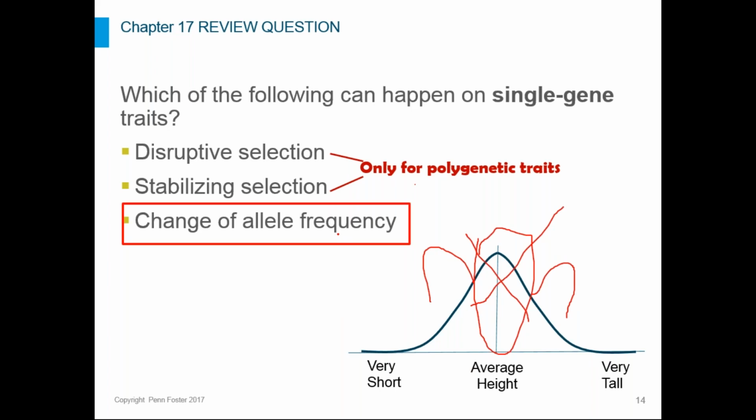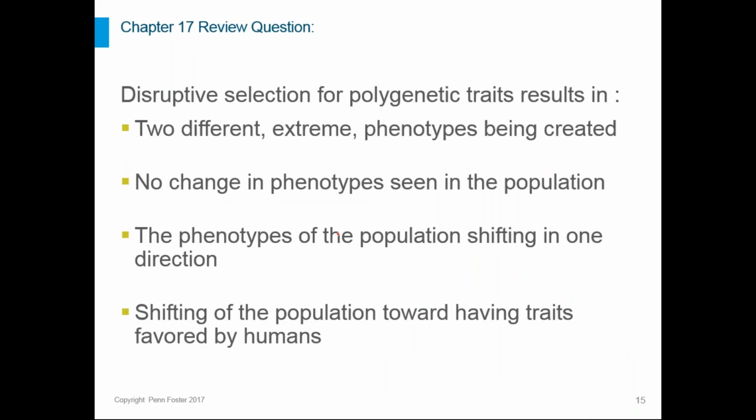So that leaves change of allele frequency. That is the only way that selection happens with a single gene trait. So more or less of the individuals will have that allele. Okay, and we actually have another review question on this section before we move on.